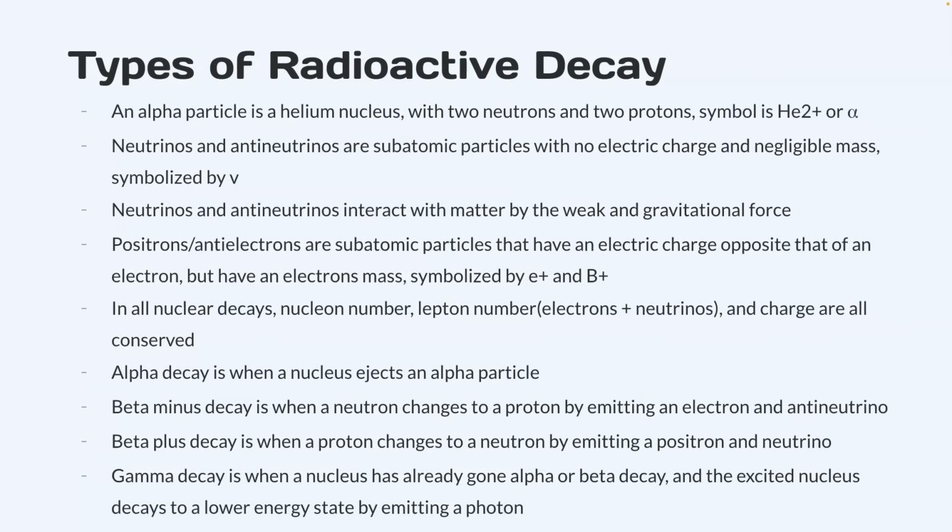Alpha decay is when a nucleus ejects an alpha particle. Beta minus decay is when a neutron changes to a proton by emitting an electron and an antineutrino. Beta plus decay is when a proton changes to a neutron by emitting a positron and a neutrino. And gamma decay is when a nucleus has already gone through alpha or beta decay, and the excited nucleus decays to a lower energy state by emitting a photon. You should know all 4 of these decays pretty well.